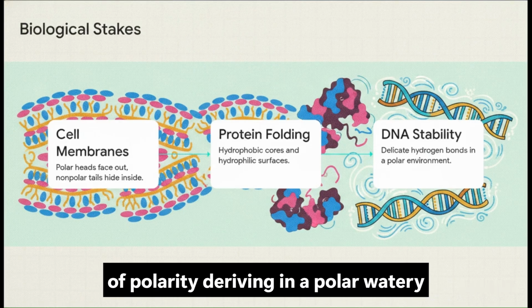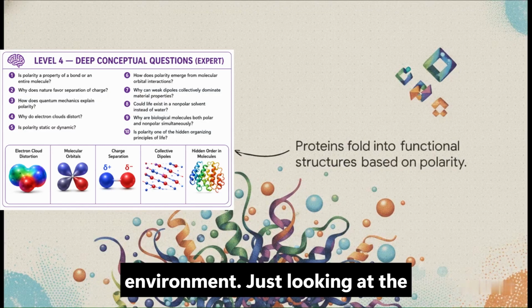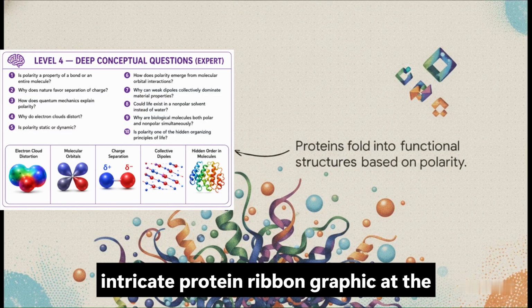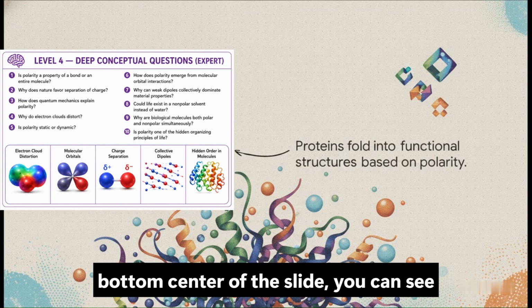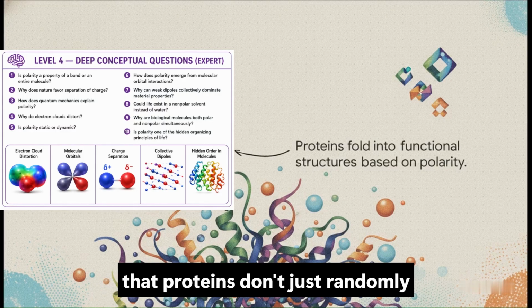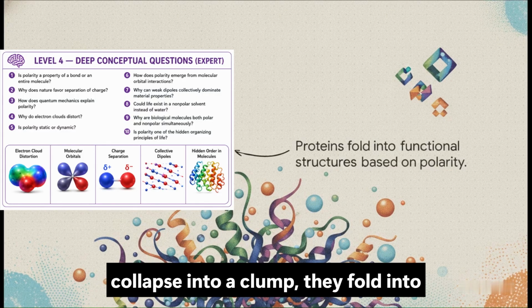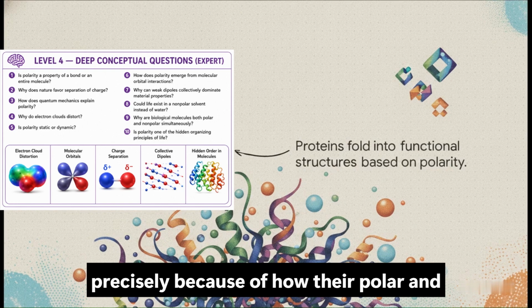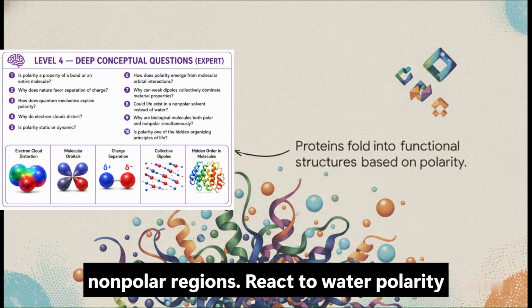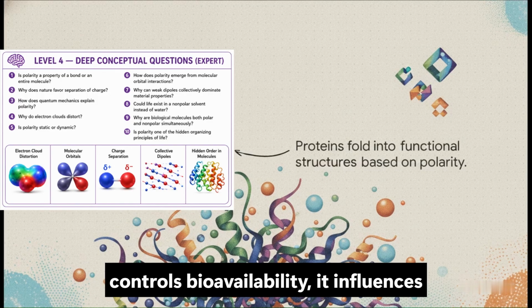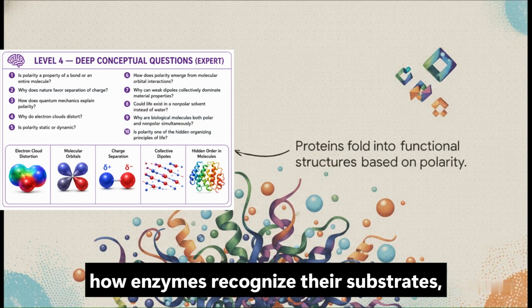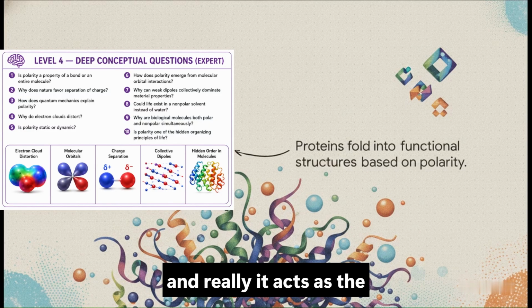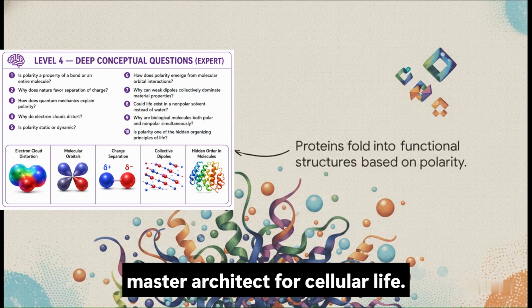Just looking at the intricate protein ribbon graphic at the bottom center of the slide, you can see that proteins don't just randomly collapse into a clump. They fold into highly specific functional structures precisely because of how their polar and nonpolar regions react to water. Polarity controls bioavailability, it influences how enzymes recognize their substrates, and really it acts as the master architect for cellular life.